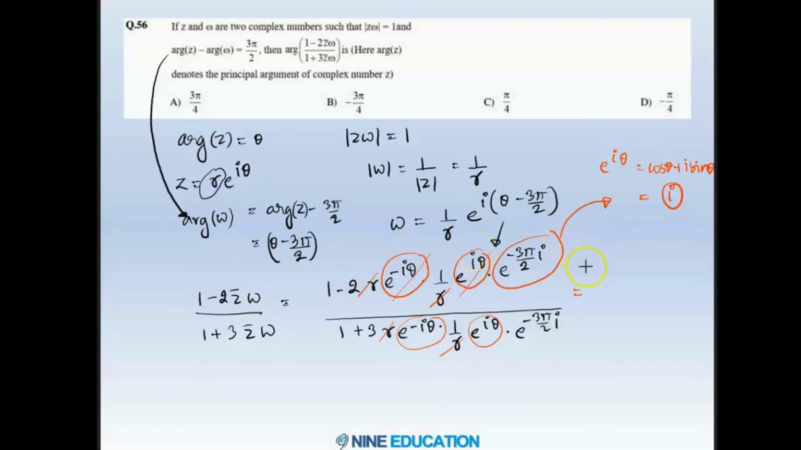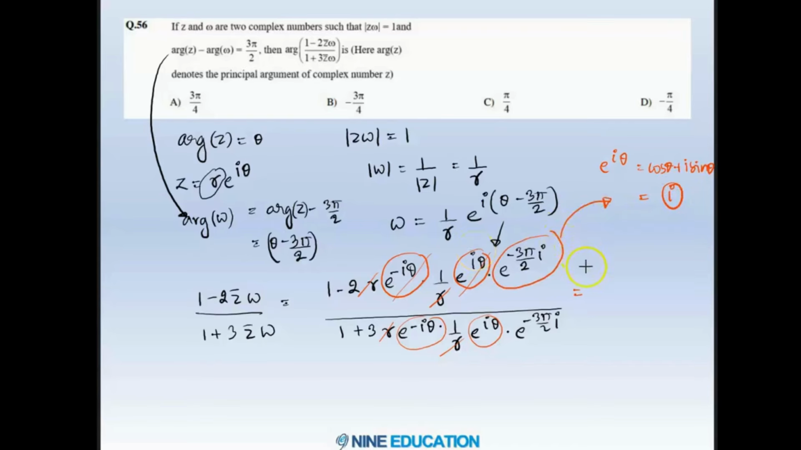So we are left with 1 minus 2i divided by 1 plus 3i. Because the common term is the same, we basically need to find the argument of this complex number. To find that, we have to rationalize this, so I will multiply and divide by 1 minus 3i.